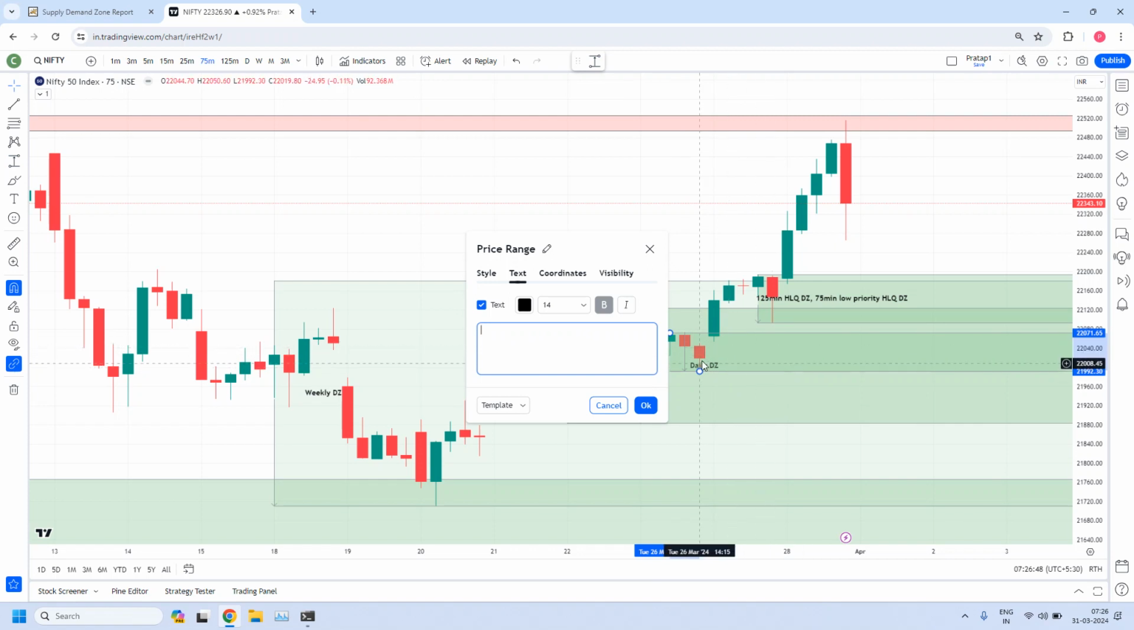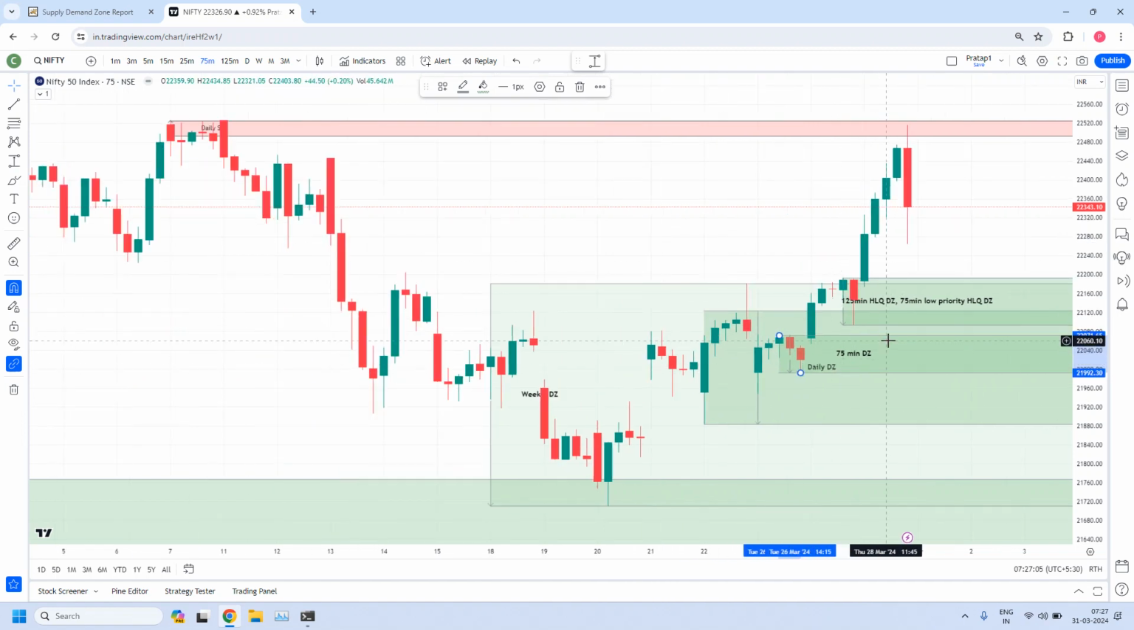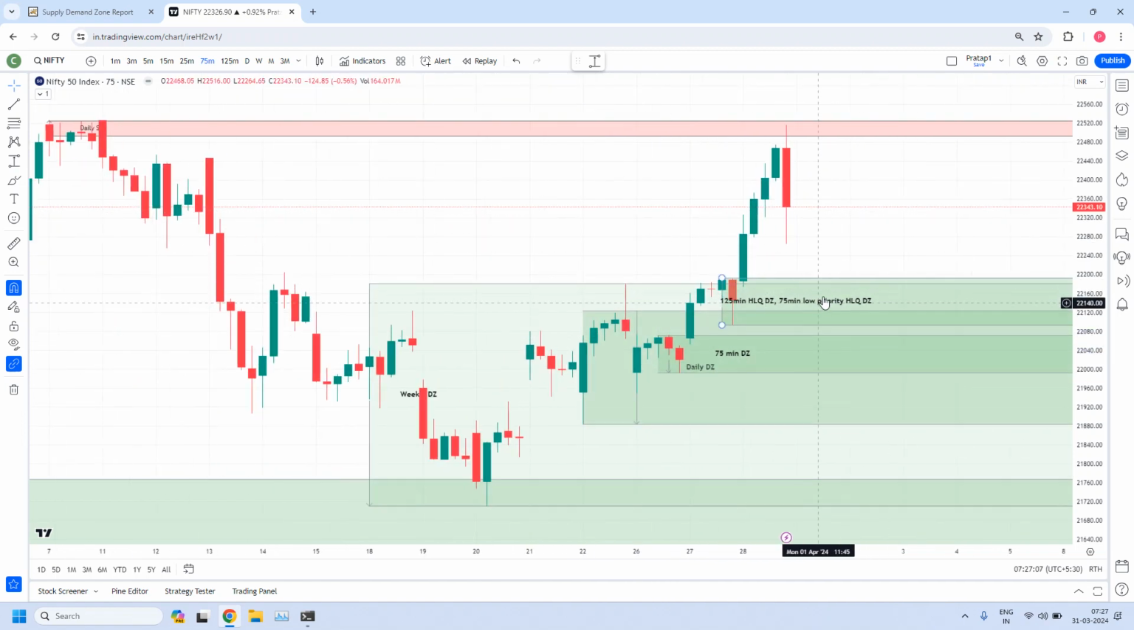Again, inside you need to fine-tune 15 minutes and 5 minutes to identify the real order flow. That you have to do. This is not a high liquidity demand zone. This is just a fine-tuned demand zone inside the daily demand zone. See, if this level is violated, then Nifty will pick up the orders from this area and again push the prices.